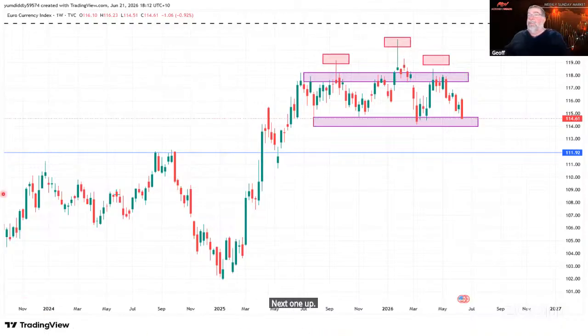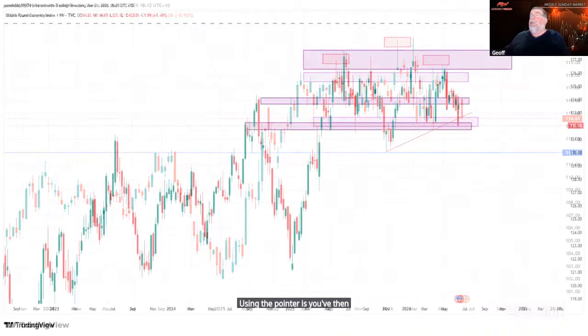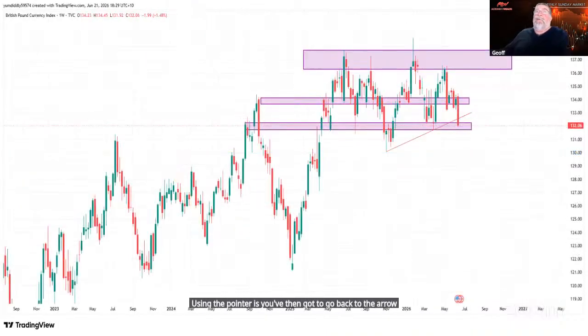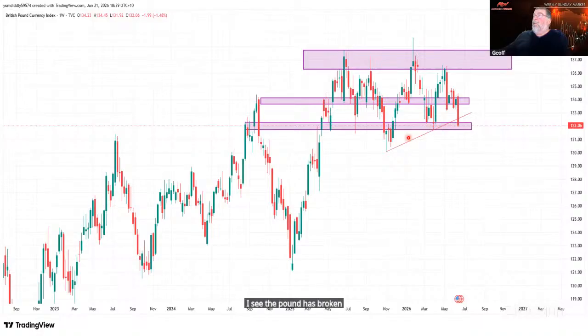The problem with using the pointer is you've then got to go back to the arrow. This is the pound, not dissimilar to the euro, but a little bit different. I see the pound has broken, and we don't have this on the euro. The pound has broken this trend line and is very, very near to this support level, which has been resistance in the past, support here, consolidation here, support here. What's it going to do this time?